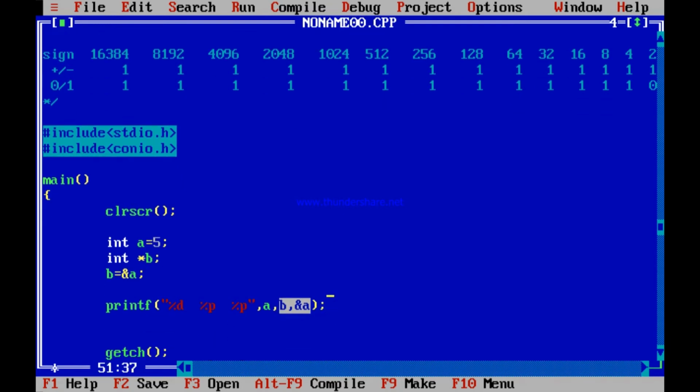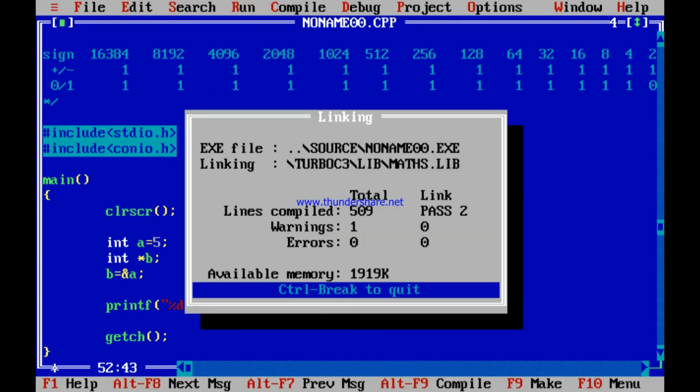Let me check out what it outputs. Does it output something like I expect? Int A equal to 5, so 5 should be printed for A. For B, some address like FFF something should be printed. Ampersand A, again that same address should be printed. Let me check out once. Let me run. Alt R, enter.